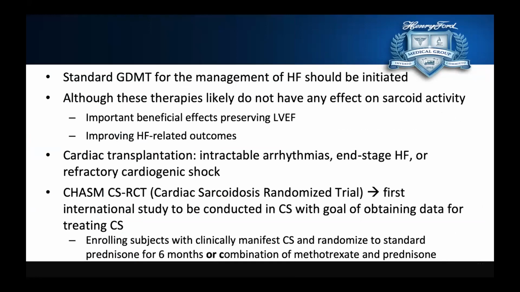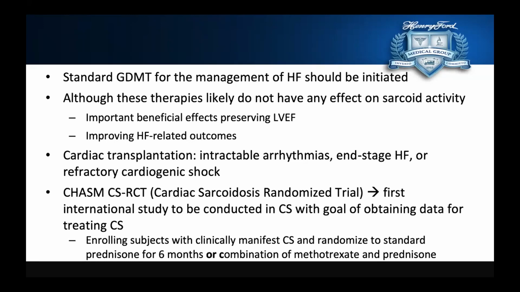And at the same time, when we're considering all these treatment options or doing this diagnostic workup, we want to continue and initiate standard guideline-directed medical therapy for the management of heart failure. Now, although these therapies may not have a direct effect on sarcoid activity, it's important because you're preserving your ejection fraction, you're improving heart failure-related outcomes.